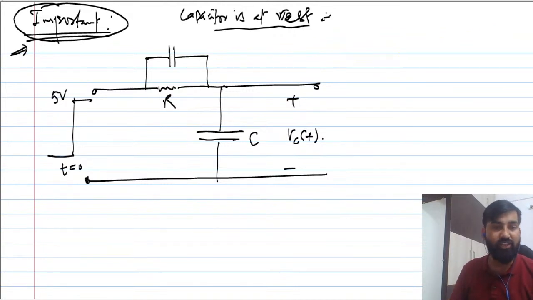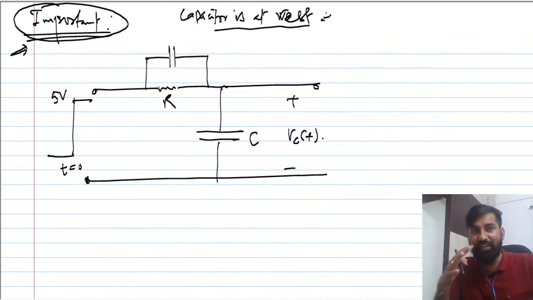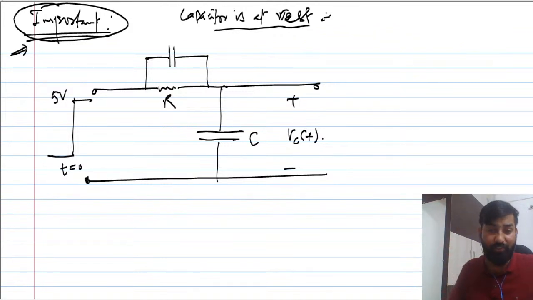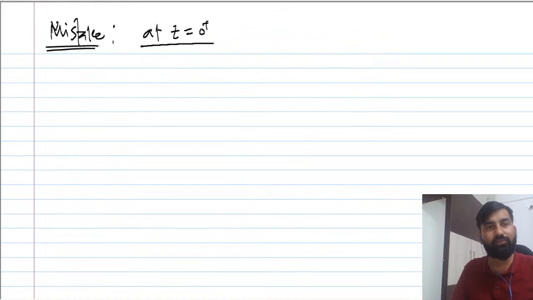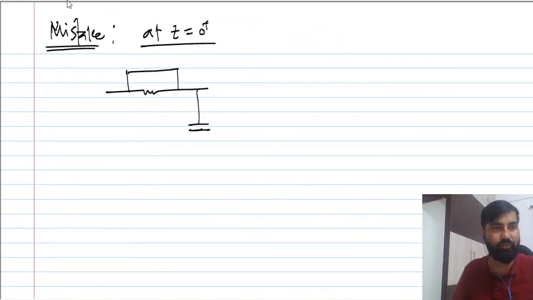Initially capacitor is not charged, and this is the situation. So these two capacitors are shorted. If you think that these two capacitors are shorted, right, let me draw the situation according to you. The mistake we will make here is, initially at t equal to 0 plus, capacitor will short, and this is short. You can also replace this guy by a short.